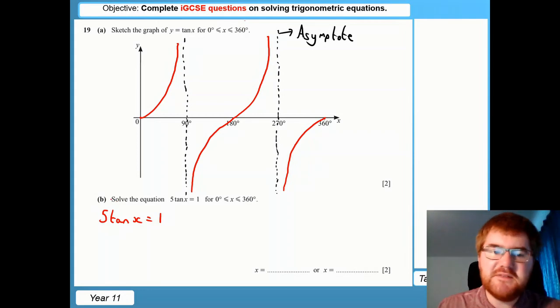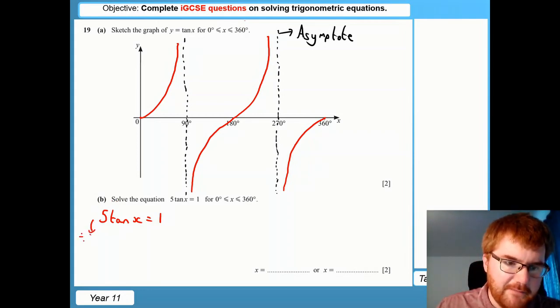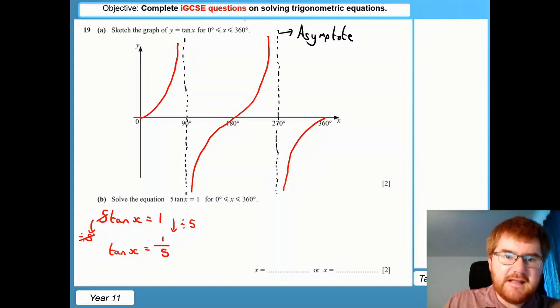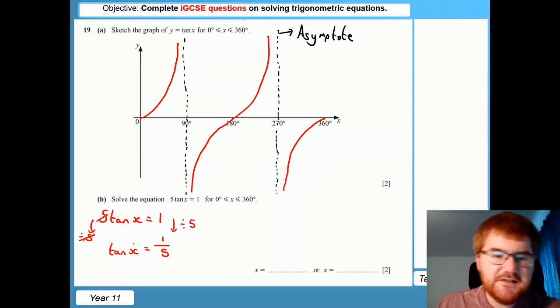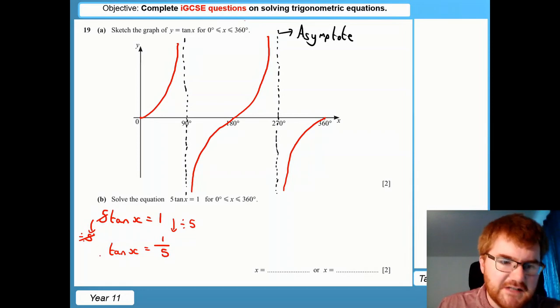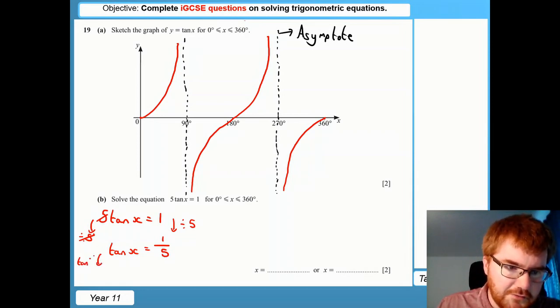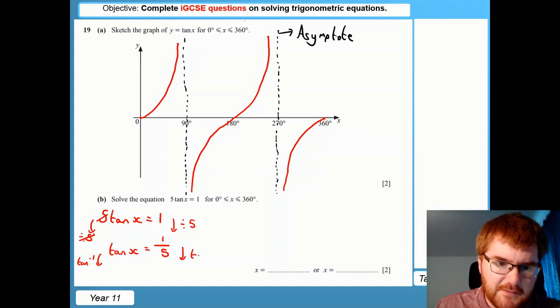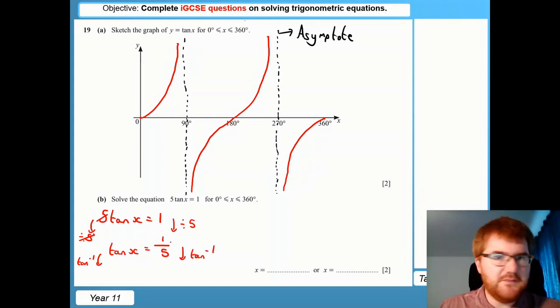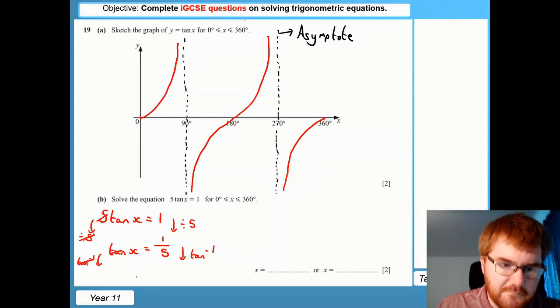So what's the opposite of timesing by 5? Well, yeah, we're going to divide by 5 on both sides. And we're going to cancel this out. And then we get tan x is equal to 1 over 5, or 0.2 if you prefer. Now, the way to find out the first answer is to get x on its own by doing the inverse tan, so that tan minus 1, I'm sure you're used to, on both sides. And that's going to help us work out the first answer, and then we'll use it to work out the second. So this cancels, we're left with x, and then we're going to do tan inverse of 1 over 5.